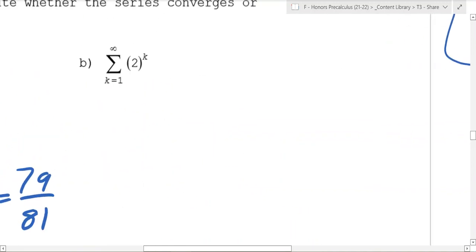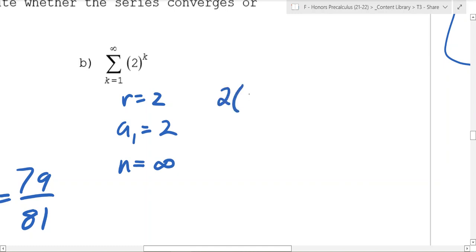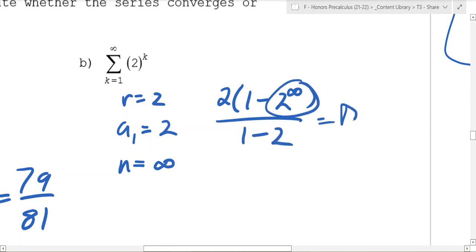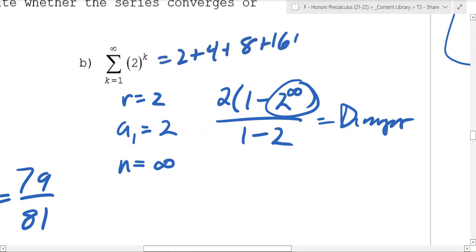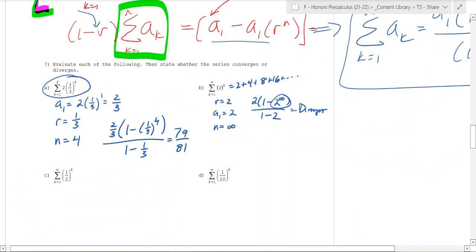Here, what happens? The ratio here is 2. What's the first term? 2 to the first is 2. And the number of terms, well, it goes to infinity. So let's try this and see what happens. You get 2 times 1 minus 2 to the infinity power over 1 minus 2. What happens here? This gets infinitely big, so this diverges. The other way you can see this is just 2 plus 4 plus 8 plus 16. This is going to get infinitely big, so it blows up.